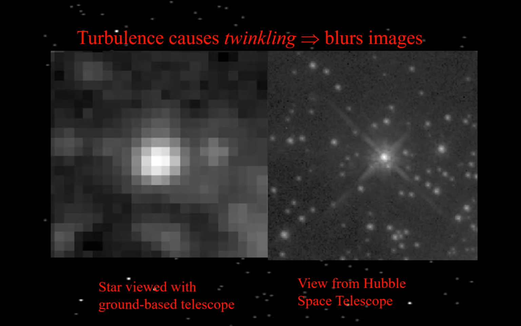So as we've said, turbulence causes twinkling. Stars from space will be much better than stars from a ground-based telescope. Here you can see the atmospheric distortion that has caused this image to become rather blurred. From space, Hubble can see a very coherent star.